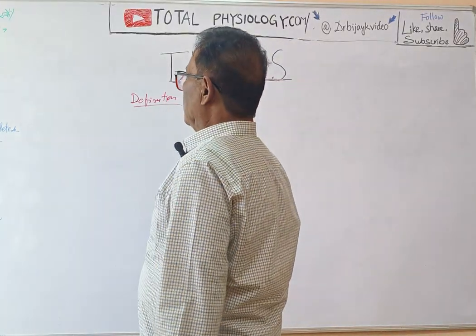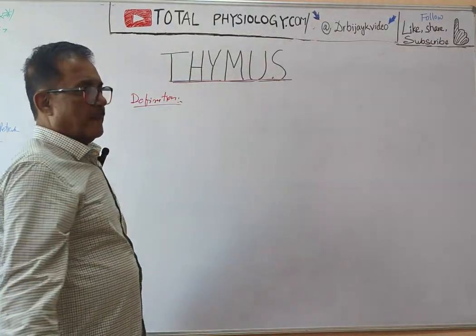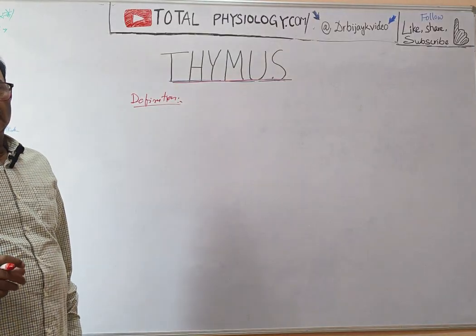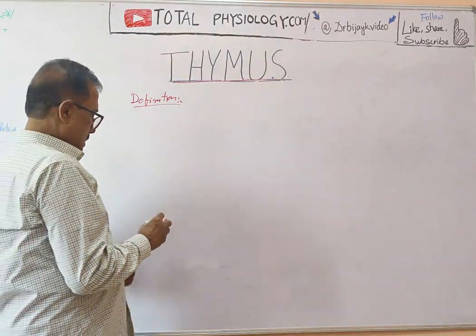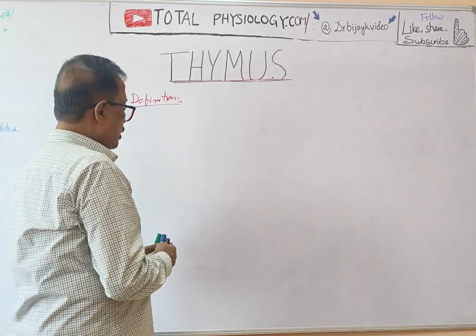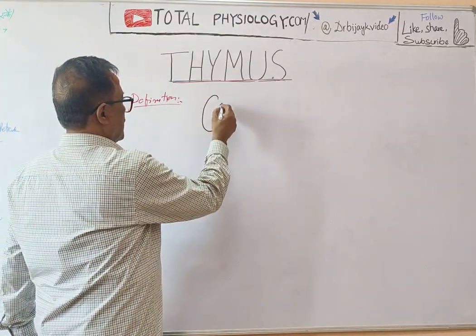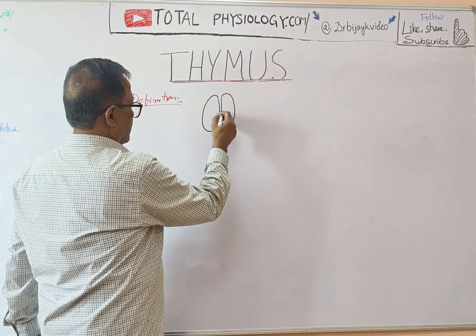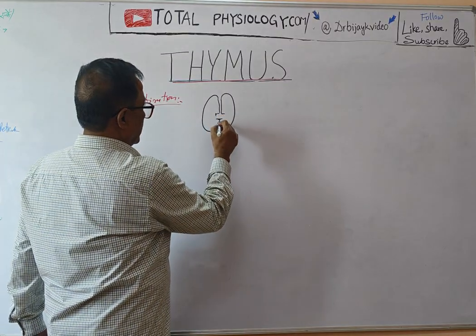So let us start. Today's topic is thymus. Definition of thymus: this is a lymphoid organ or a small lymphoid gland which has two lobes, and they are connected by a fibrous isthmus.